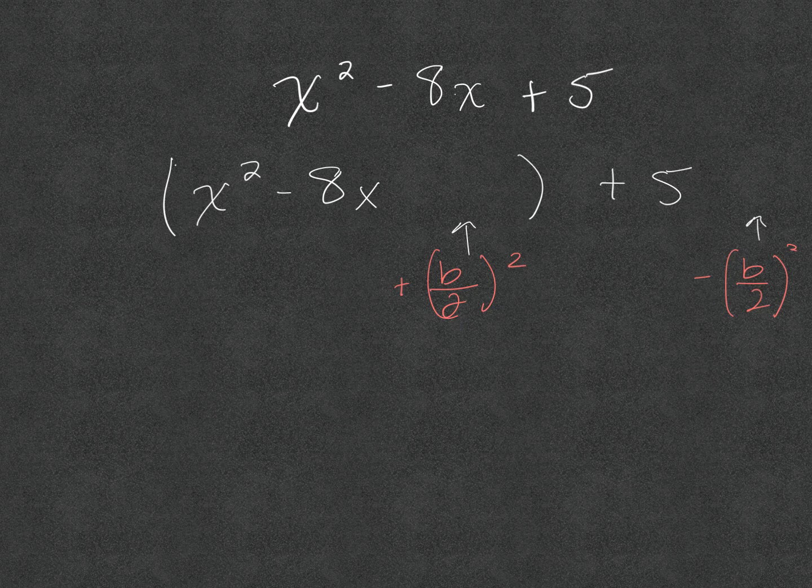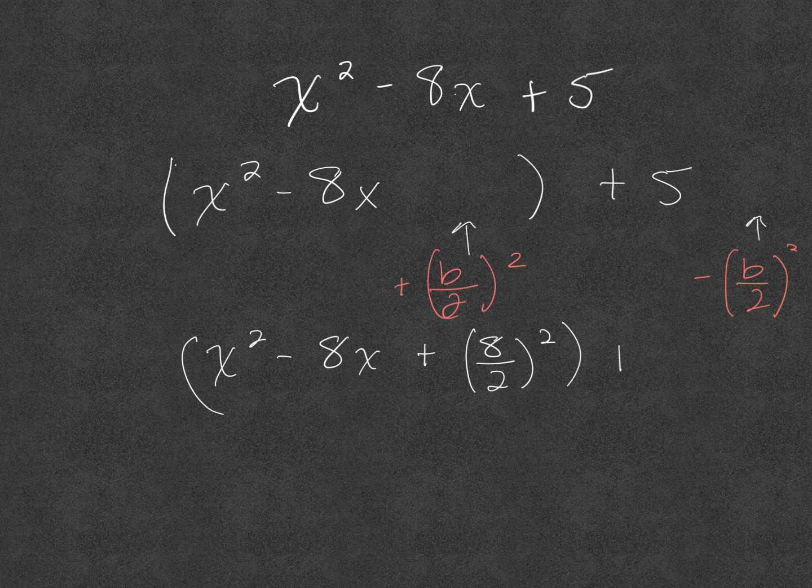Okay, so what does that give me? Well, that gives me this. That gives me x squared minus 8x plus 8 divided by 2 squared in the parentheses, and on the outside, I'm going to have a plus 5 minus 8 over 2 squared. Plus and minus. See what I'm doing? Because that balances the equation. When you add and subtract, you don't change anything. You add and subtract the same thing on the same side.